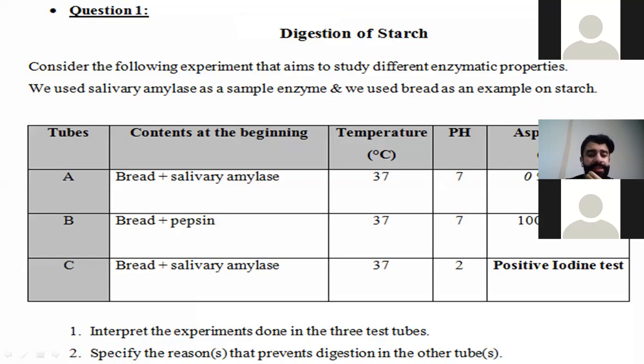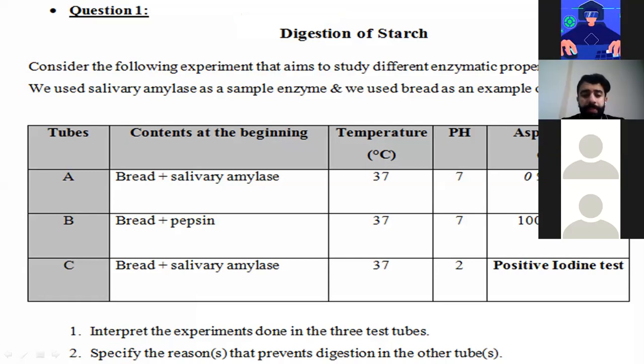Yes, Khadi. Yes, Ustaz. In tube B, adding bread plus Pepsin enzyme. Okay, Khadi, let's start first with the correct way. You have to say after adding Pepsin to the bread. Now the bread is inside the tube, we add Pepsin to it.